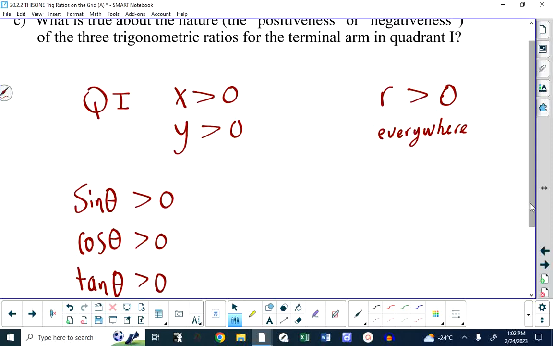Tangent of an angle is defined as y over x, and if y and x are both positive, then tangent must be positive. And I don't know if I said this, but maybe I should. If sine of theta is a y value over r, and this is positive and this is positive, when you divide a positive by a positive, you get a positive. That's what's going on here.